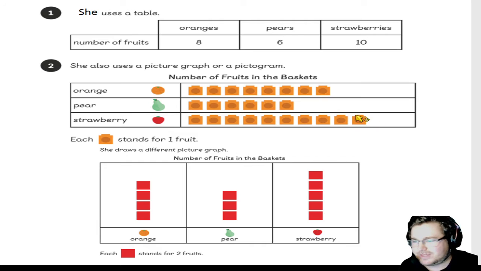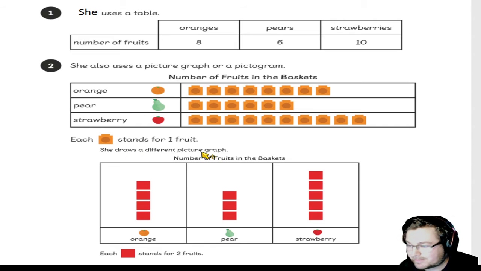But what do these mean? Each multi-link stands for one fruit. Okay, so actually I was counting correctly there. It could have stood for 2 pieces of fruit, and I would have been counting wrong.